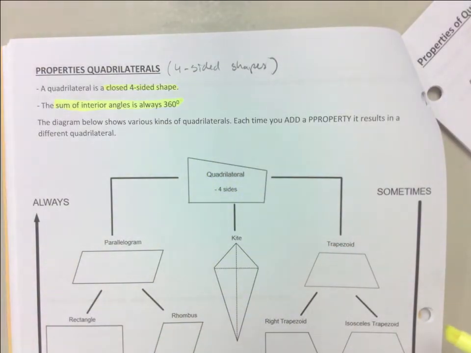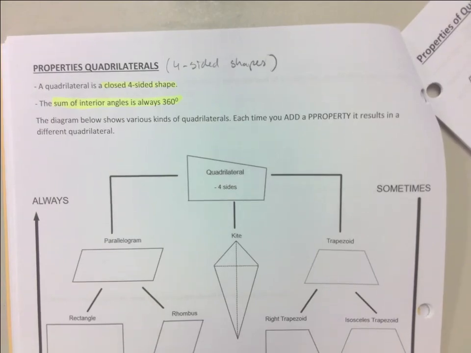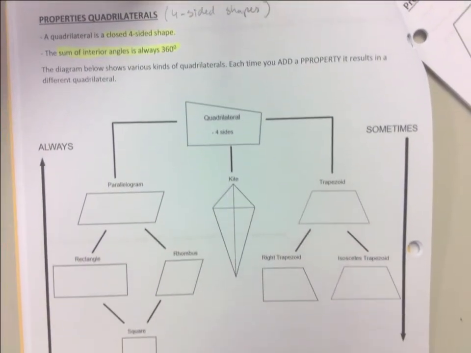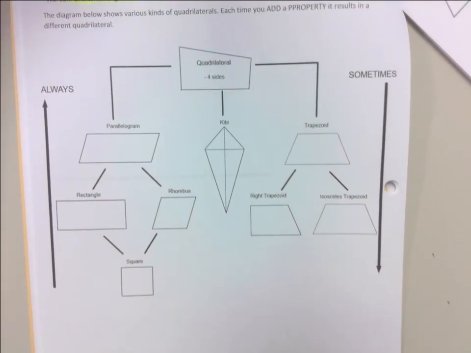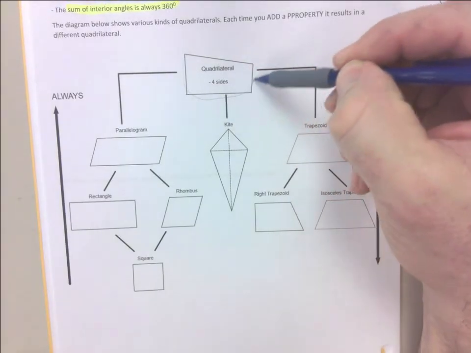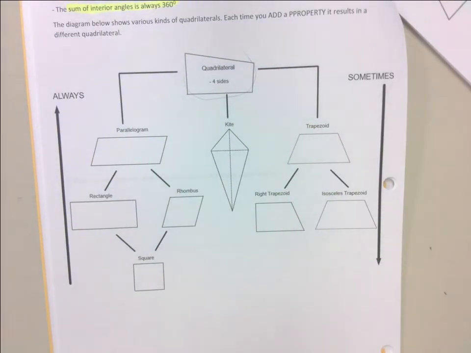What was it for triangles yesterday? I hope you remember that. It's 180. For quadrilaterals, the sum of interior angles is always 360. So here we have a diagram that kind of summarizes the shapes. In the center, like the umbrella of all of the quadrilaterals we're learning, right?